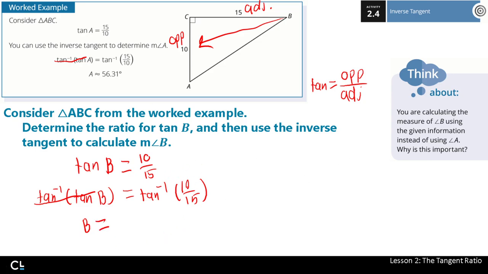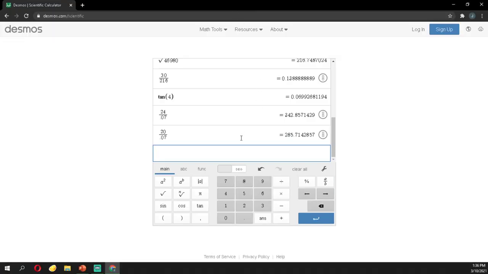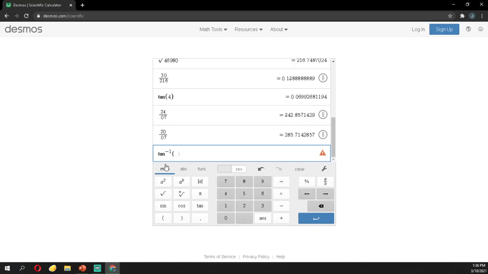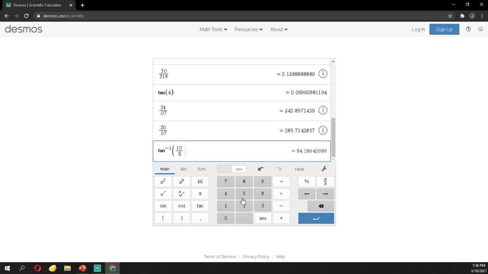So once again, let's look at our Desmos calculator. If I have my Desmos calculator like I have here, we click on this function button, and you'll see your tangent inverses there. We're going to click tangent inverse, look back to main, and then we're going to do 10 divided by 15. And this looks exactly like what we have written on our PowerPoint slide. So then it says it's equal to 33.69.